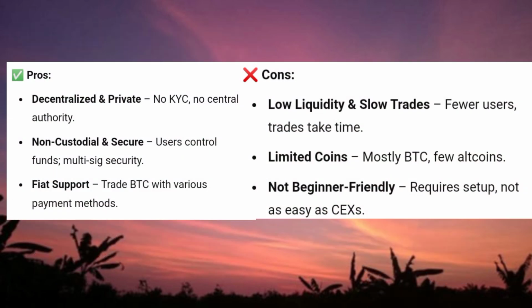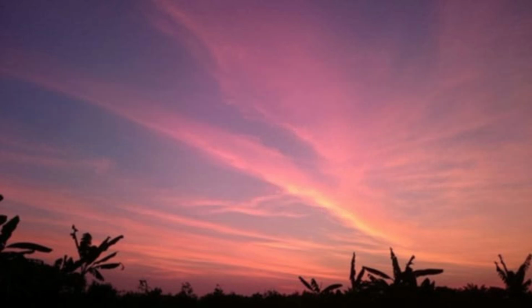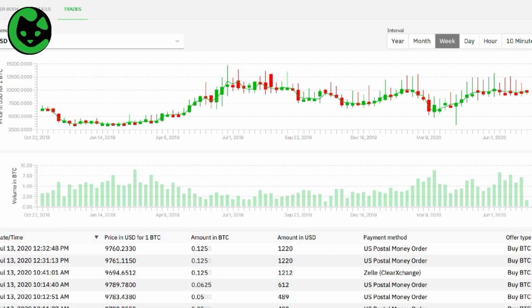As for the pros and cons, users generally like Bisq for its privacy, decentralization, and security, but dislike the slow trades, low liquidity, and complex setup. Privacy-focused traders appreciate the no KYC requirement, while beginners and high-volume traders find it inconvenient compared to centralized exchanges. As for the performance and usability, Bisq offers strong security and privacy, but its slow trade speed, low liquidity, and complex setup make it less user-friendly than centralized exchanges.